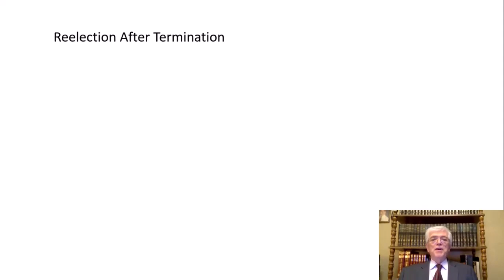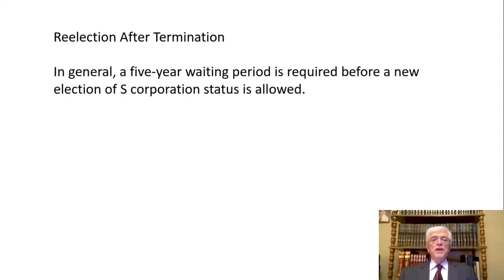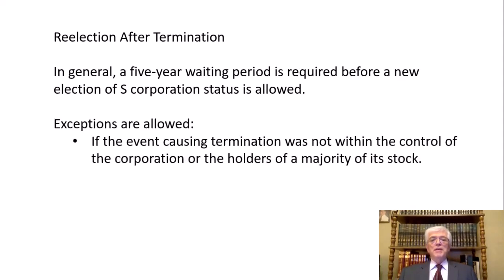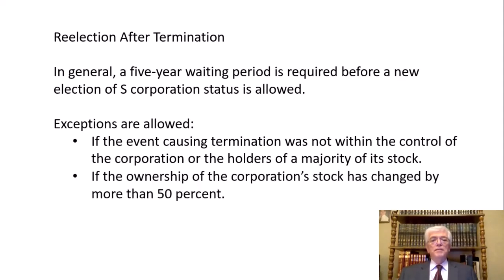You can re-elect after termination. The general rule is you have to wait 5 years before a new election of an S corporation status will be allowed. But exceptions are allowed if the event that caused the termination was not within the control of the corporation or the holders of the majority of its stock. One of our 2% stockholders sold the stock to a Canadian citizen living in Toronto. Well, that wasn't in the control of the majority of the stockholders, and so you fix it, and you can go back to S corporation status pretty much right away if you want.